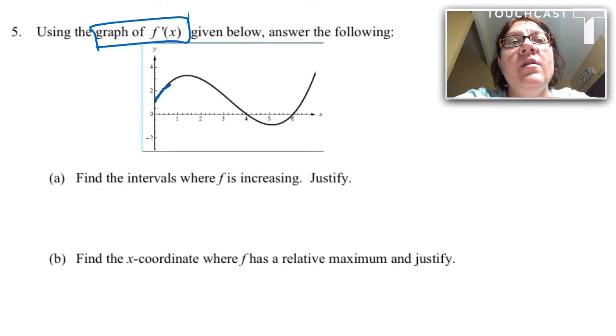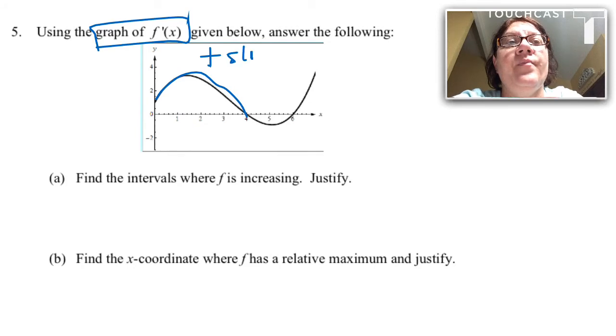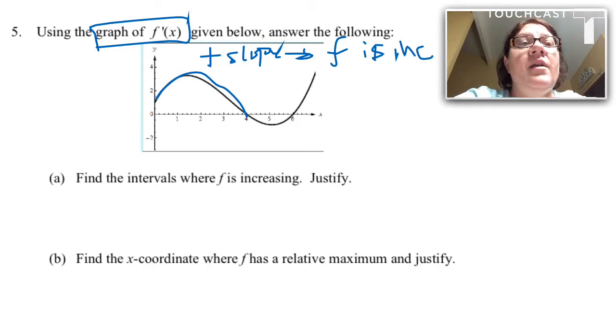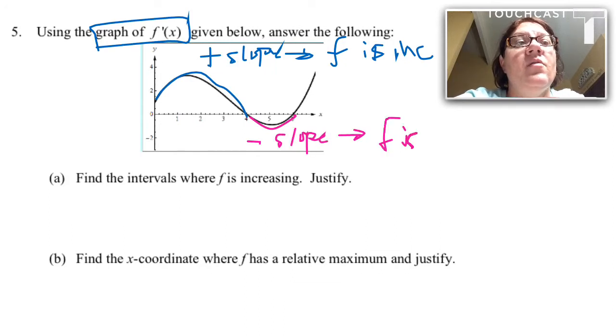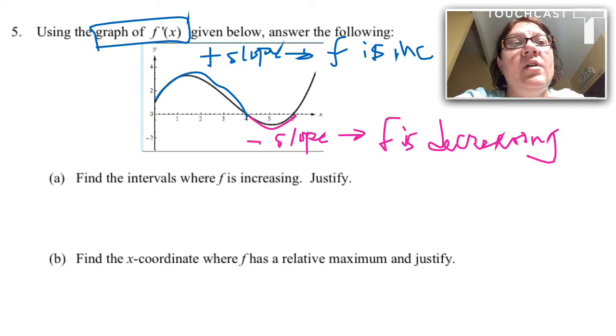So I notice here I'm above the x-axis, so I have a positive slope, which means that my function f is increasing. And then here I'm below the x-axis, so I have a negative slope, which would mean f is decreasing. And then this last chunk is back to being positive. It's above the x-axis, so I have a positive slope. So again, f is increasing.